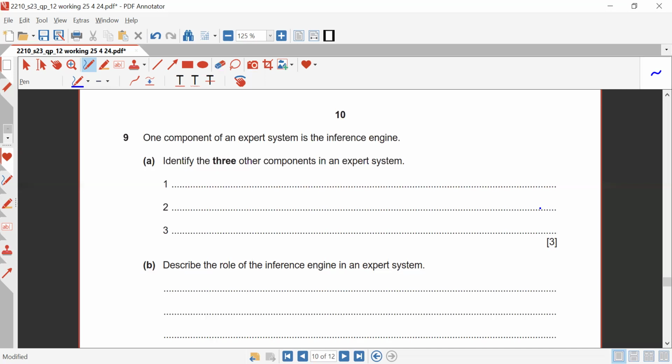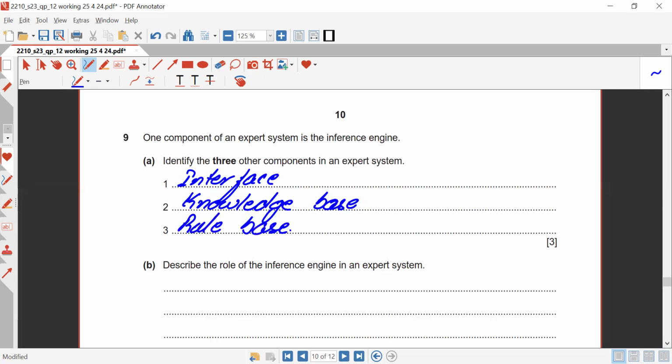So we have four overall. That's an inference engine, then an interface, then a knowledge base, and a rule base. So we can write it down: interface, knowledge base, and finally we have a rule base.